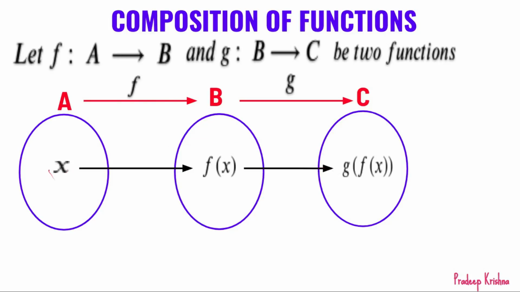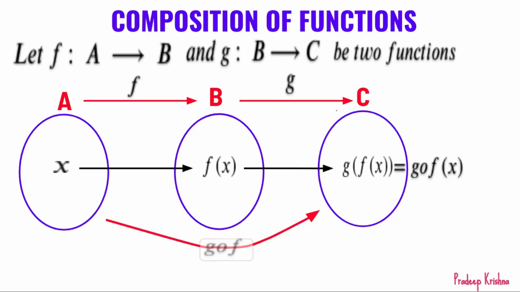Now see, ഇവിടെ നടക്കുന്നത് A നിന്ന് C ലോട്ട് x എന്ന എലമെന്റിനെ ക്യാരി ചെയ്യാം. And the final element is g of f of x. അപ്പോൾ ഇവിടെ x നെ A നിന്ന് C ലോട്ട് ക്യാരി ചെയ്യുന്നത് ഏതാണ് ഫംഗ്ഷൻ? It is g of f of x. It is defined as g composition f of x. Here f is a function from A to B and g is a function from B to C. Then g composition f is a function from A to C.